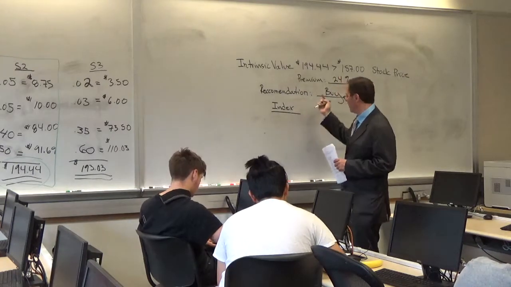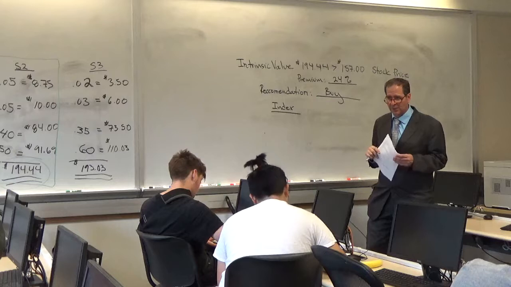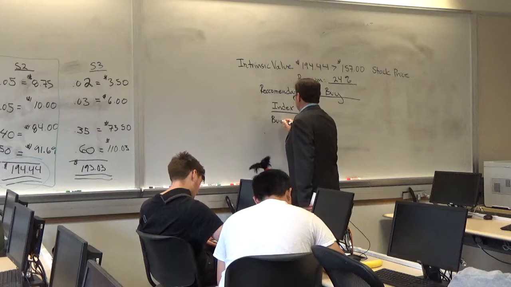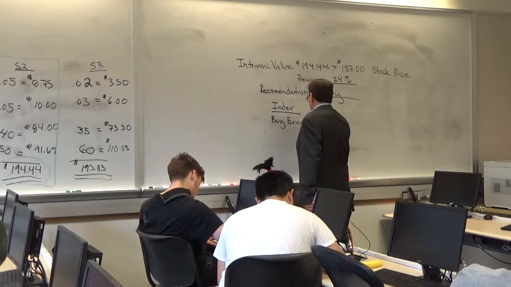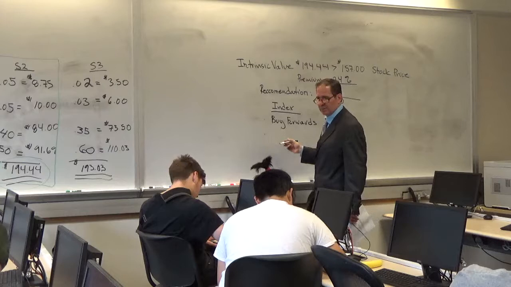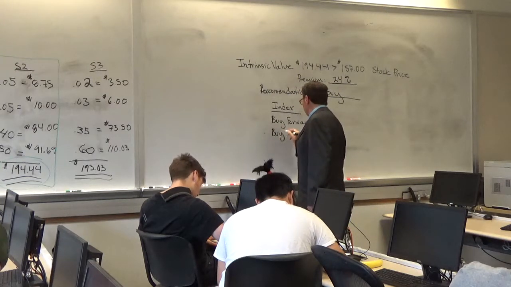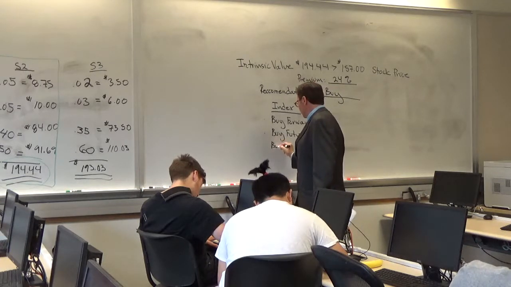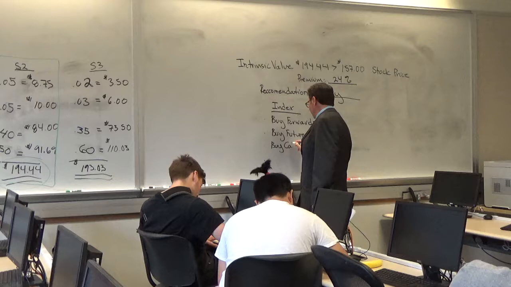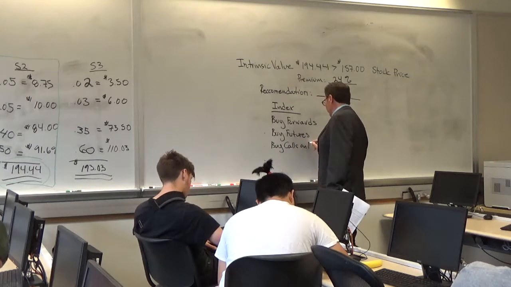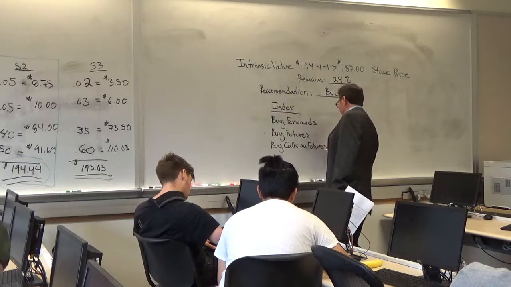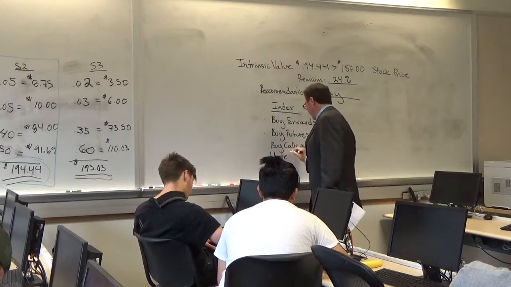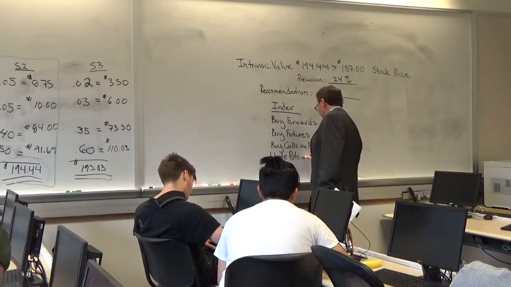If you think that the stock price is going to go up 24% over the next 12 to 24 months, buy it. You buy forwards. Got it. What else? Buy futures. You buy futures. Got it. What else would you do? Buy calls on futures. Got it. And what else? Write puts on futures.